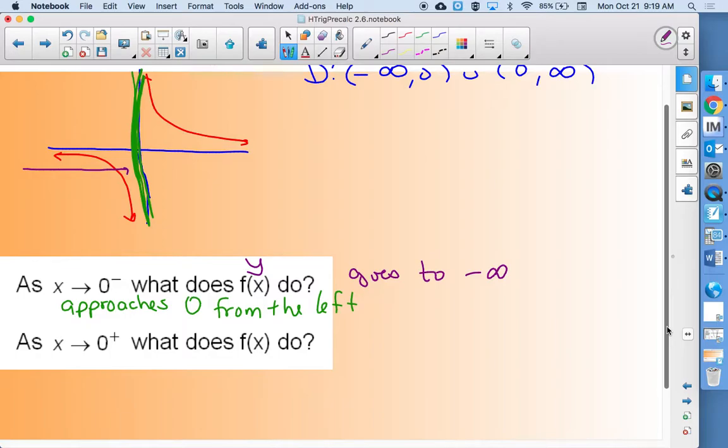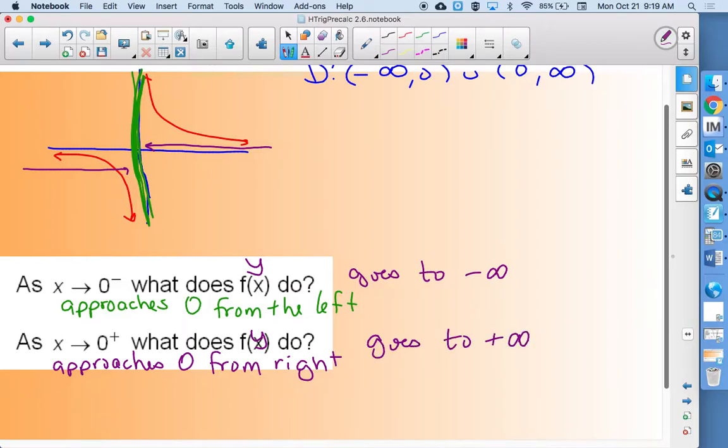So the same thing with the next question. As x, little arrow means approaches 0, and then the plus sign means we're on the right. So numbers actually have sides. I have a right side and a left side to every number. The minus is the left side, the plus is the right side. So it's kind of like the side that you're focusing on. So now if I'm on the right and I'm approaching 0 from the right side, my y goes to positive infinity. So essentially, the left side goes down, the right side goes up.